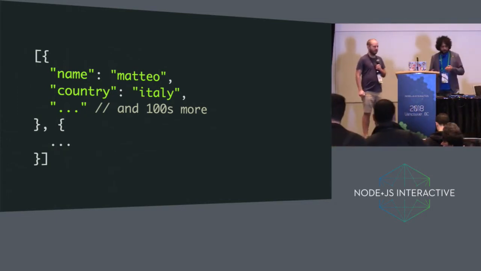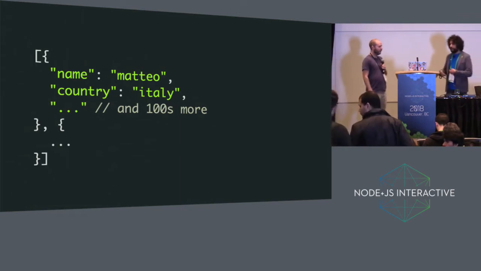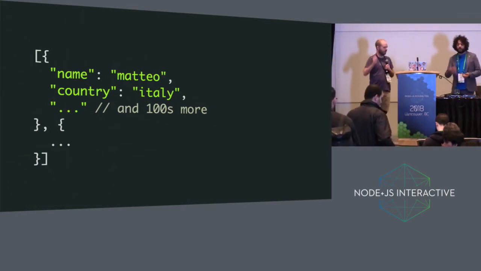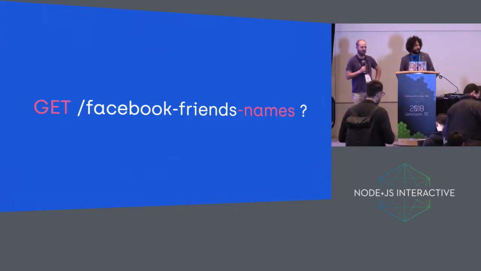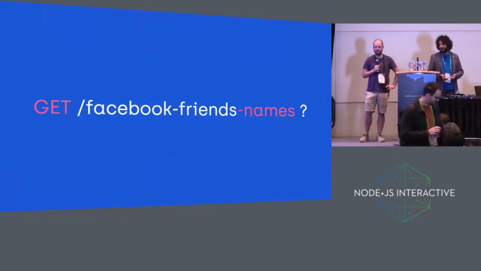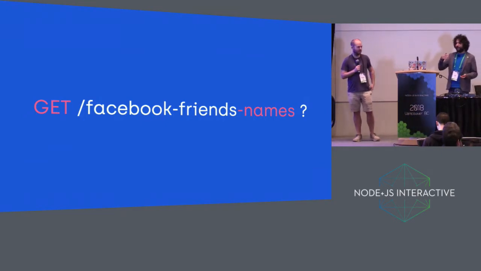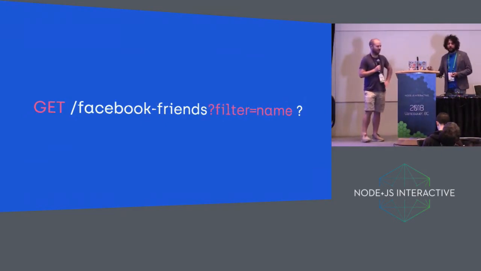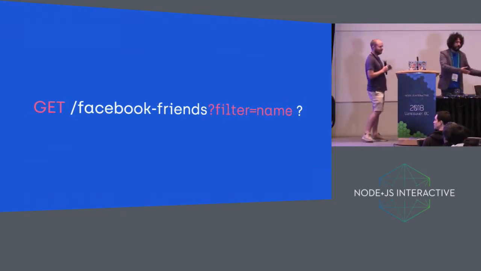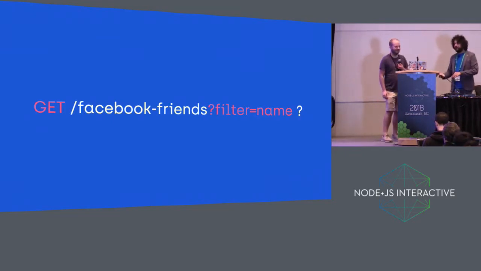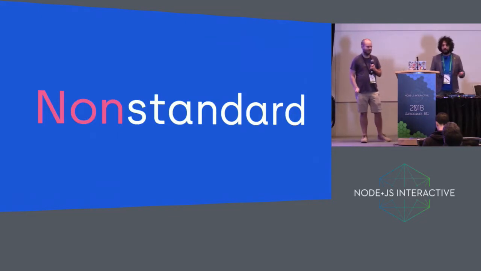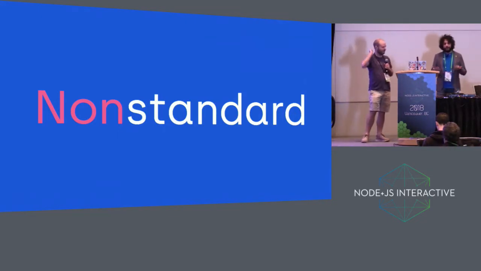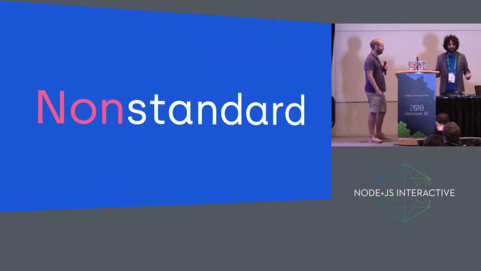But my application, I'm building something on the front end, and my application is only interested in the name. So what do we do? Do we add another custom endpoint, which is Facebook friends' names? Or maybe we add a filter query parameter to actually get only the name? The problem with both of those approaches is they're non-standard, really. So yeah, a lot of REST endpoints, right?